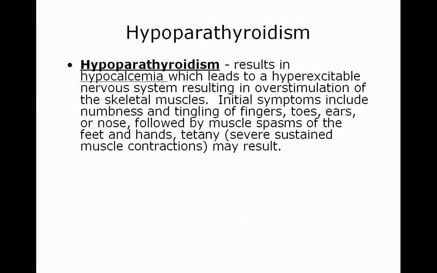Now, on the other hand, there's hypoparathyroidism. Not enough production of parathyroid hormone. So if the parathyroid hormone causes calcium to leave the bones and enter the bloodstream, if you don't have enough of the parathyroid hormone, you'll have hypocalcemia, not enough calcium in the bloodstream. When you don't have enough calcium in the bloodstream, you're going to have some really serious nervous system problems with overstimulation of skeletal muscles, which will result in spasms.